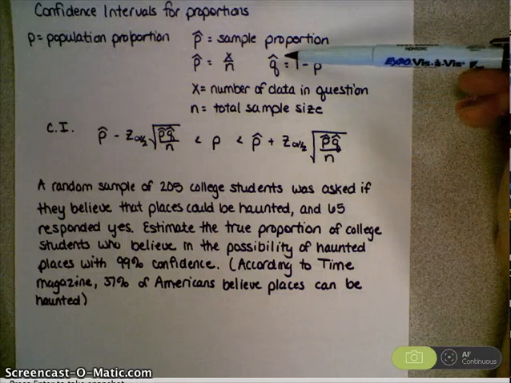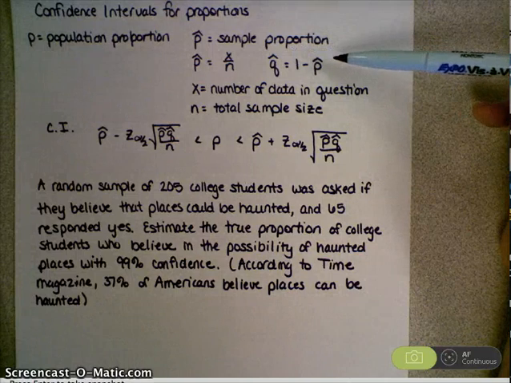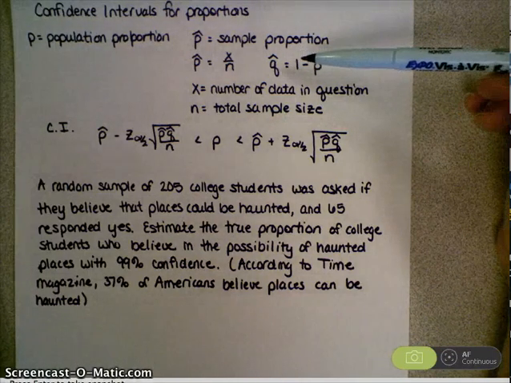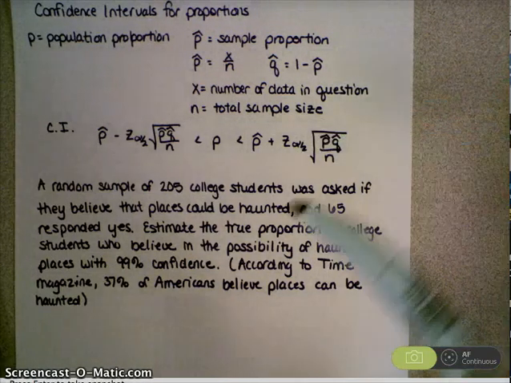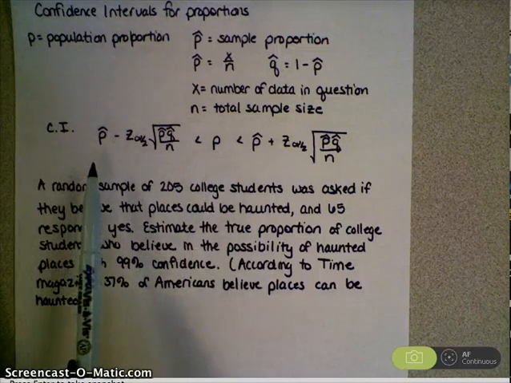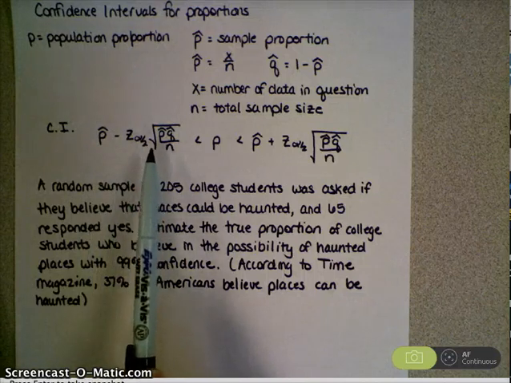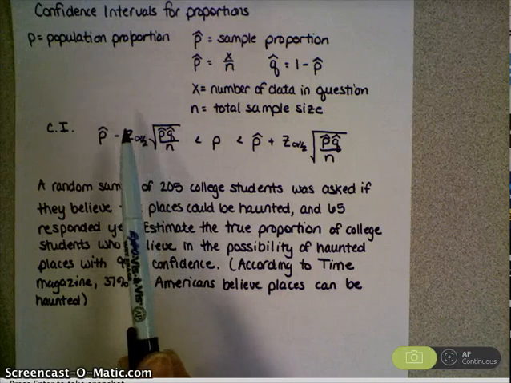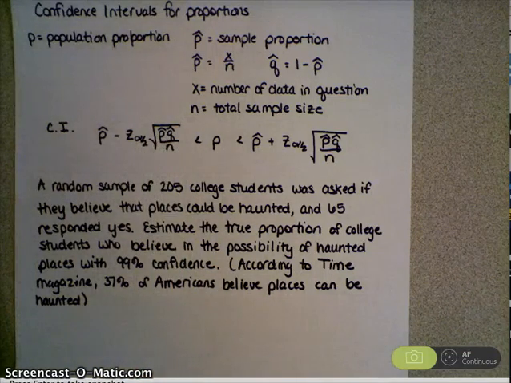And then q hat is the complement of p hat. That means if you take q plus p, you would get 1. So you have the percentage that do and the percentage that don't in this case. And then we have our confidence interval. If we want to estimate the true proportion of the population, we take the sample proportion p hat, plus or minus the margin of error, which is found by our z-score times the square root of p hat times q hat divided by n.